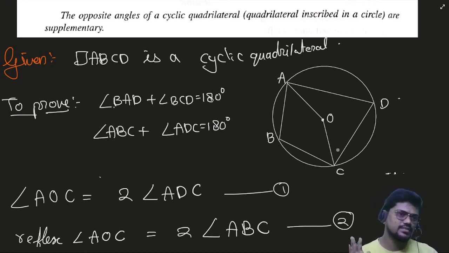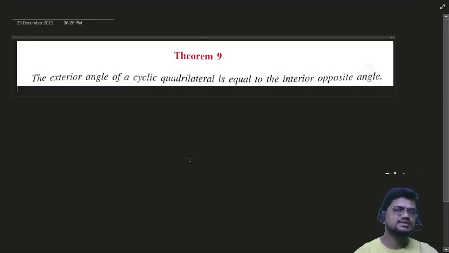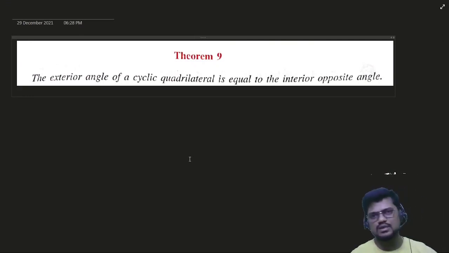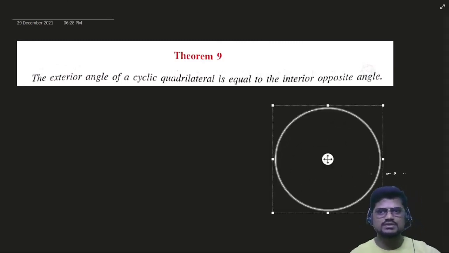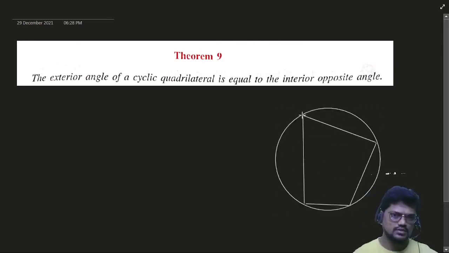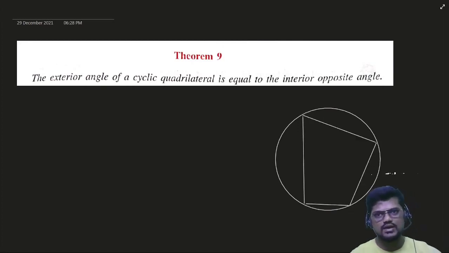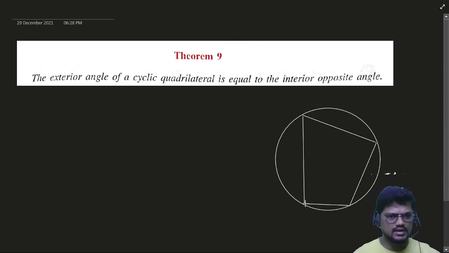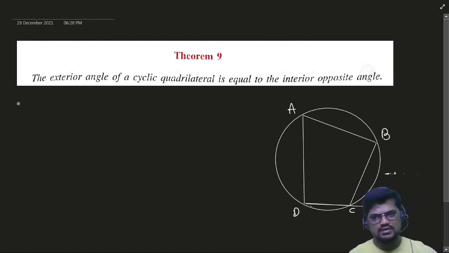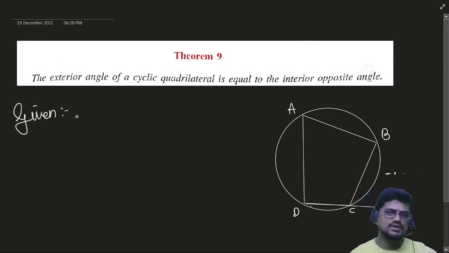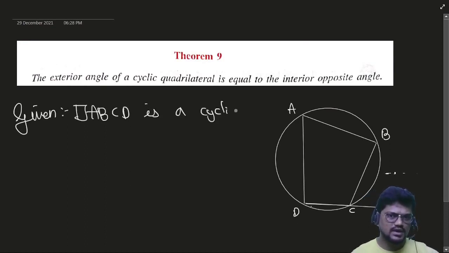Is this clear to everyone? The next theorem is: the exterior angle of a cyclic quadrilateral is equal to the interior opposite angle. Now this is very easy. It does not have much to prove. If I draw any cyclic quadrilateral inside, and draw any line and extend it for an exterior angle, now what you need to prove: if this is A, B, C and D, what is given? The given is quadrilateral ABCD is a cyclic quadrilateral.